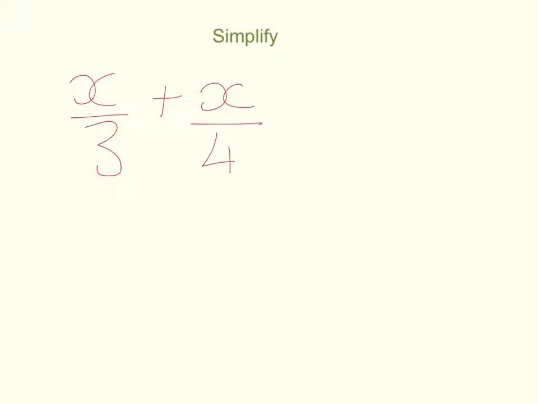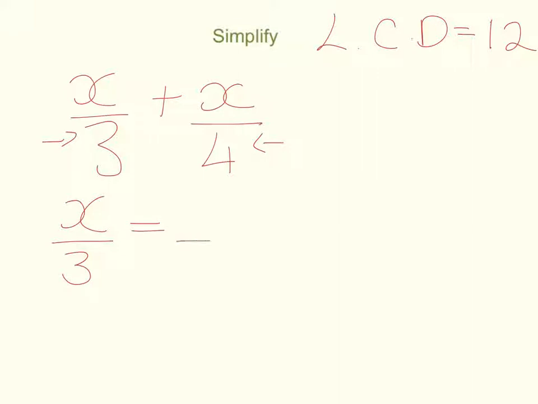We can't do anything to them until we have the number on the bottom the same, or we figure out the lowest common denominator of 3 and 4. So we're looking for the smallest number that can be divided by both 3 and 4 evenly. And that number is 12. So we want to convert x over 3 to 12ths. So 3 into 12 goes 4 times, and 4 multiplied by x is 4x.